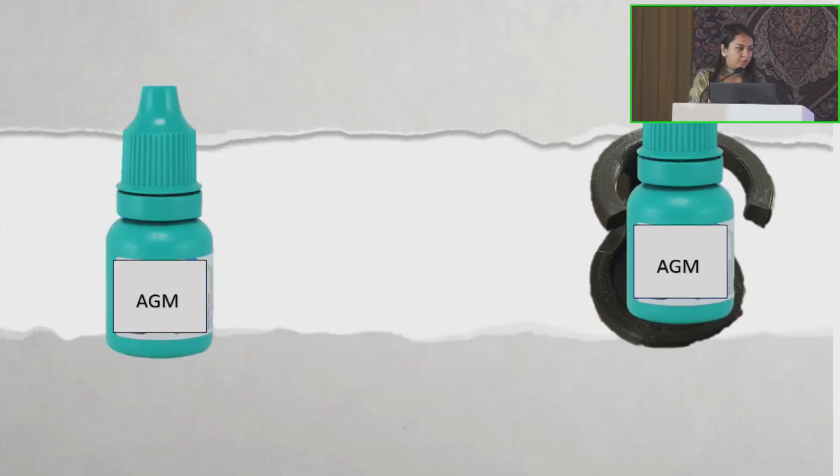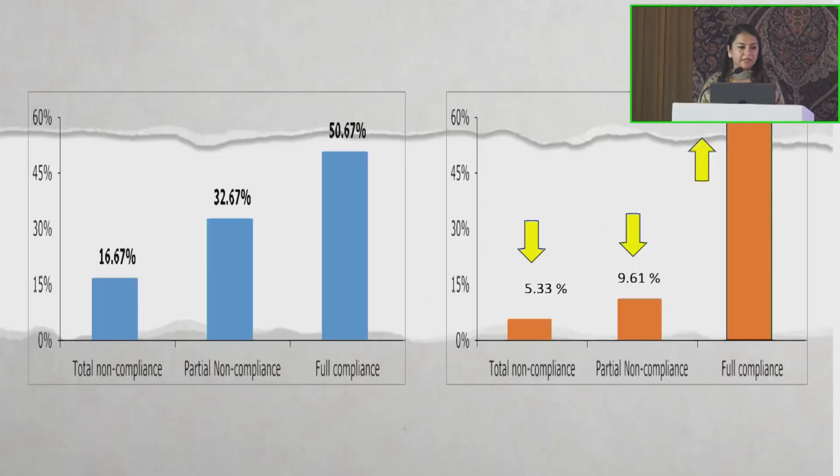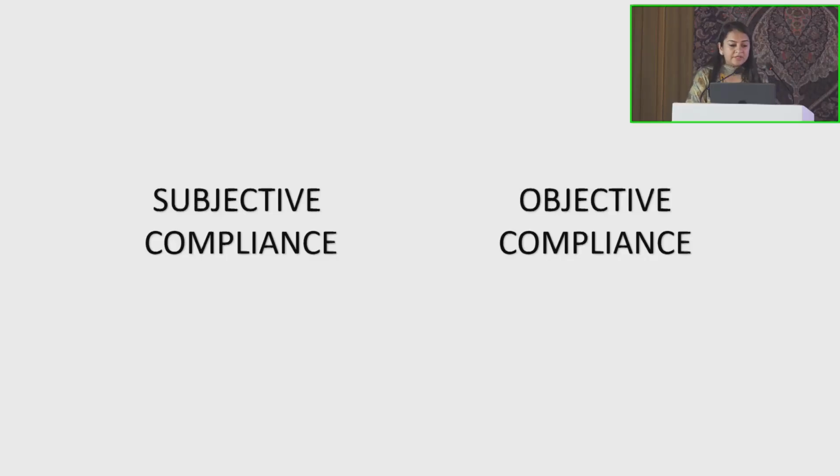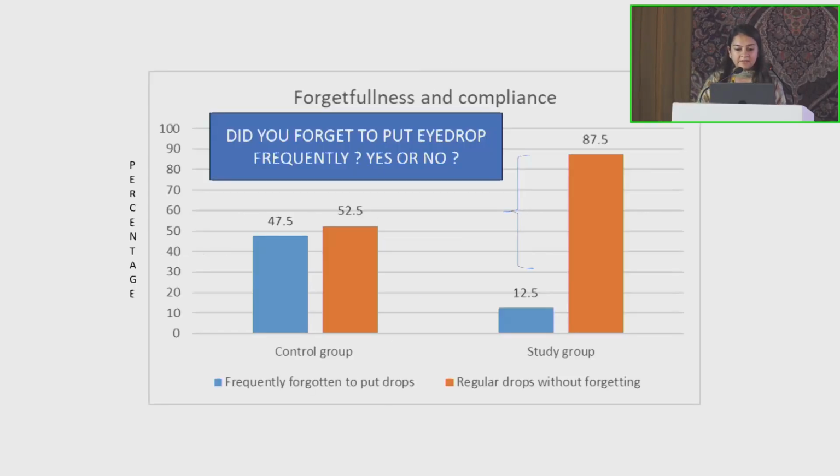Then in a subgroup of the study, we gave them our sleeves, and after 30 days, we called them again and asked them to repeat the questionnaire. We found a significant decrease in the total and partial non-compliance, and an increase in full compliance up to 85% from 50% before. We also did a subjective and objective compliance test, and we found that the 2 major causes were forgetfulness and compliance.